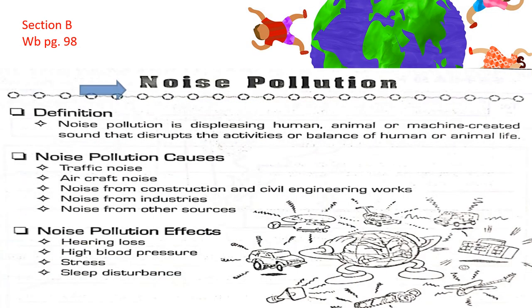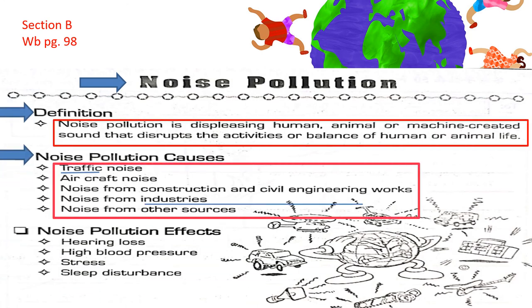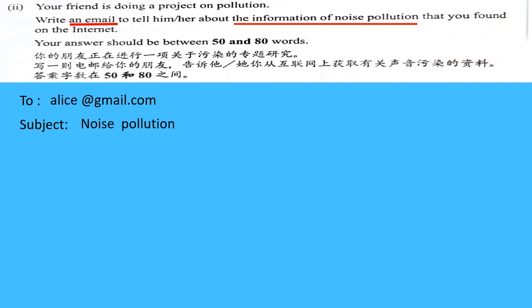Okay, next, noise pollution definition. Okay, so your friend is doing a project on pollution, write an email to tell her information on noise pollution. So what you can do, just now, there are three things. So first one, you need to write the email. Email is very important. Make sure you know how to write this one, at gmail.com. This is very important.